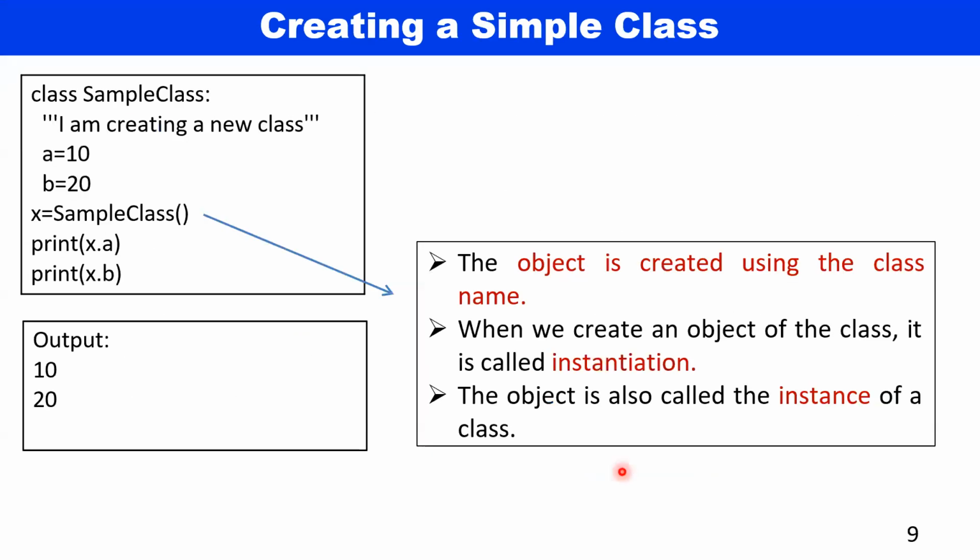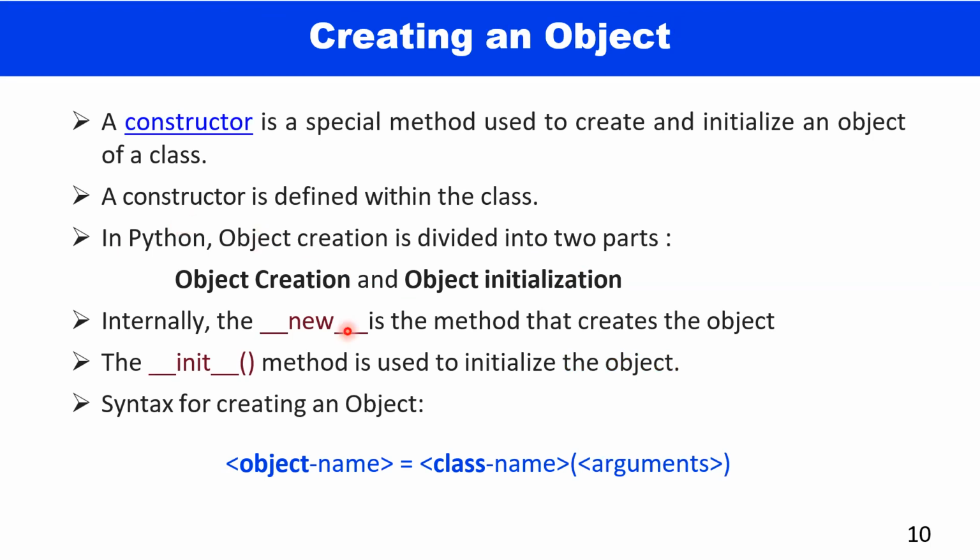In the previous discussion also, we have seen how to create an object, but the only difference is that we did not pass any parameters. Simply object name equal to the name of the class followed by open parenthesis. On the other hand, when you create an object, you can also pass parameters in case you are writing the constructor. So when you create an object, it internally calls the double underscore new method, which is responsible for creating the object.